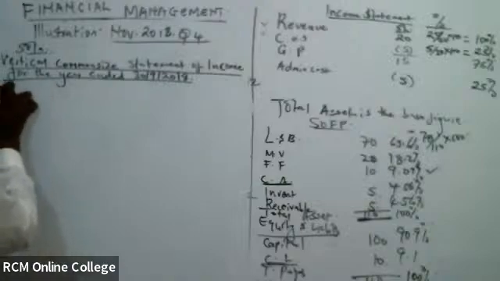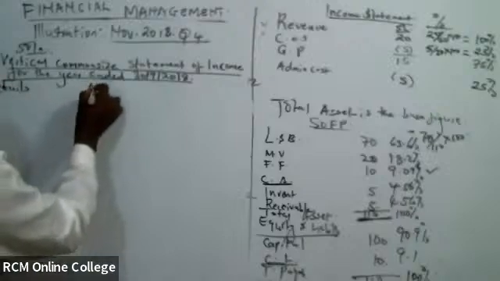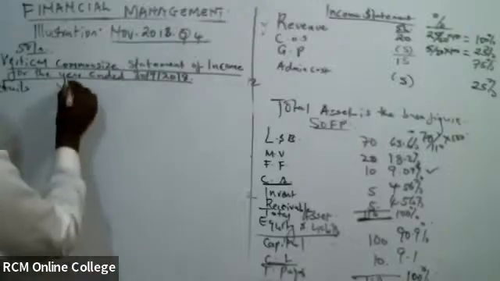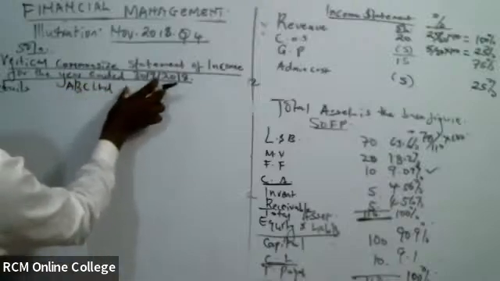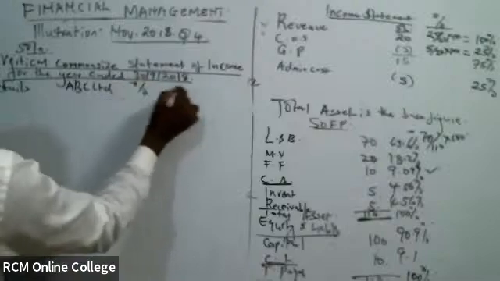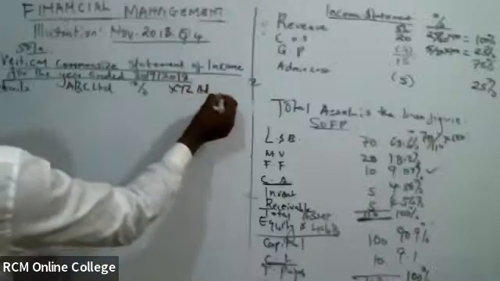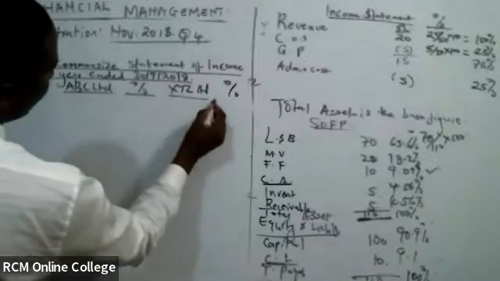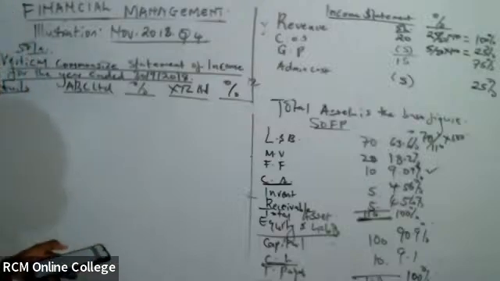Class, here we can have the details. ABC Limited. We have some space here. You leave a space for the percentages here, and then XYZ Limited. Then we have the percentage of the same. ABC Limited and XYZ Limited like that.